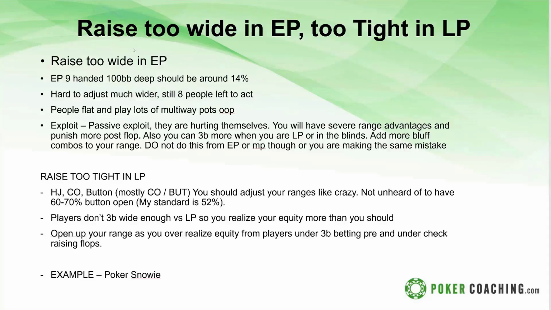you should adjust your ranges like crazy. There's spots where I'm going to open 60 to 70% on the button against really tight big blinds. I'm normally around 50% from the button. Players don't 3-bet wide enough versus late position opens, so you're going to over-realize your equity. That's why you can open more hands. And since they're not 3-betting as much pre-flop, you can really open up your ranges.